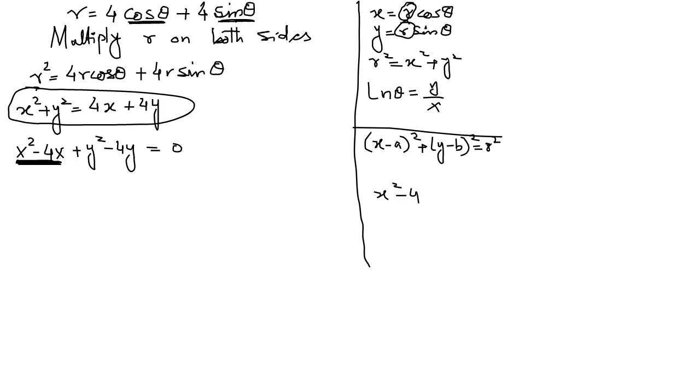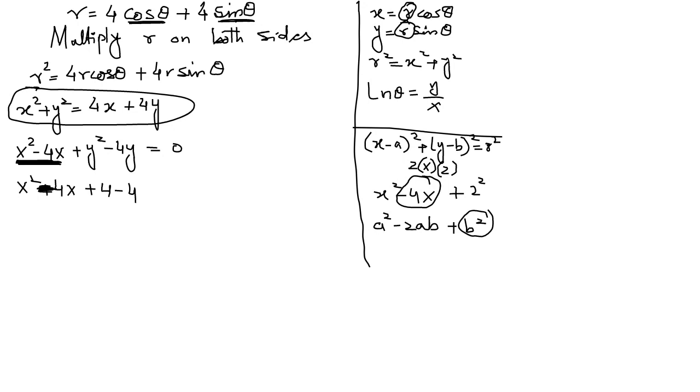x square minus 4x. This is a square minus 2ab plus b square. This is 2ab, so 2 is this, this is a and this is b. So b is 2, and we need b square, which means 2 square. If I add 2 square, I should subtract 2 square. So that becomes x square minus 4x plus 4 and minus 4. Similarly, for y square minus 4y, I need plus 4 and I should write minus 4.